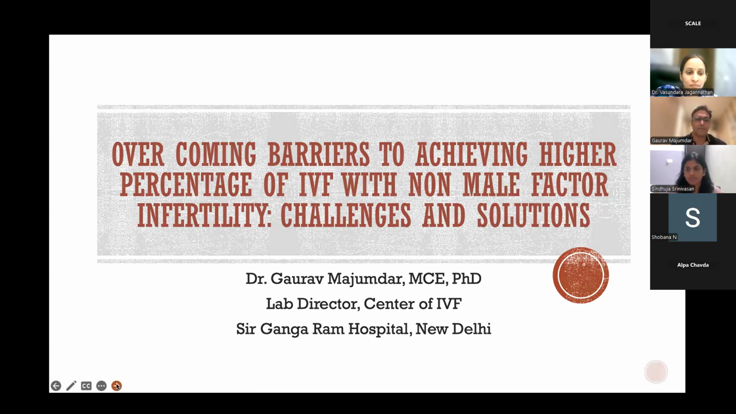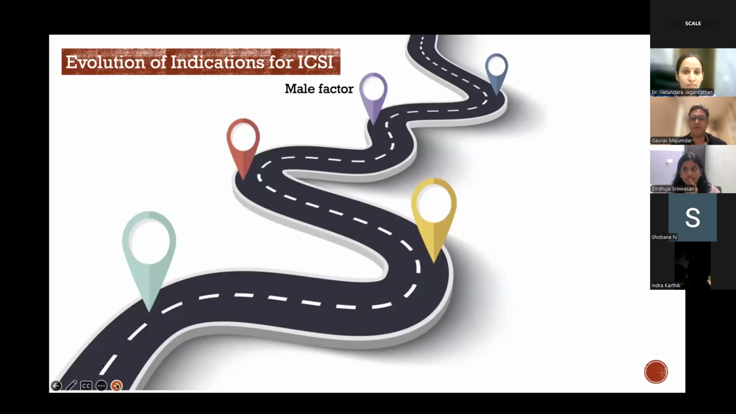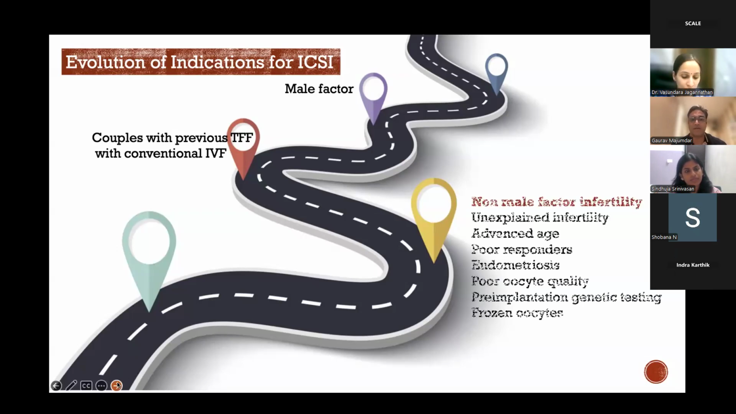We know that the indications for ICSI have evolved over the past 3 decades. Initially, ICSI was invented for the treatment of male factor. Then obviously the next patient group where the application became rampant were those couples where IVF did not work, either because they had failed fertilization or poor fertilization. There ICSI came in very handy.